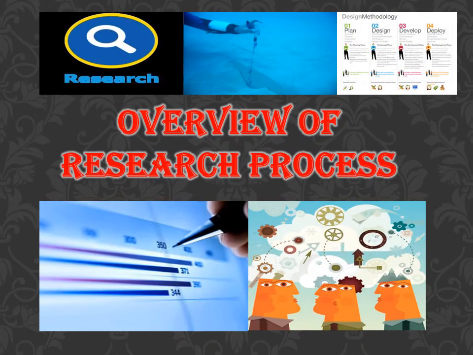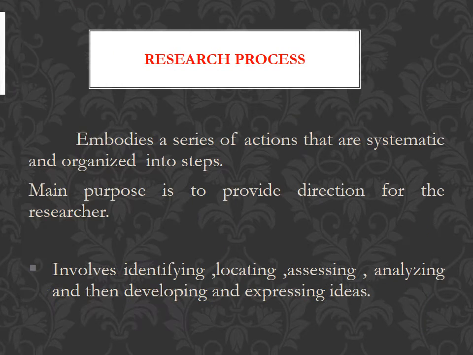Overview of research process. Research process embodies a series of actions that is systematic and organized into steps. The main purpose is to provide direction for the research. It gives proper direction to do research. And it involves first identifying, then locating, assessing, analyzing, and then developing and expressing ideas.